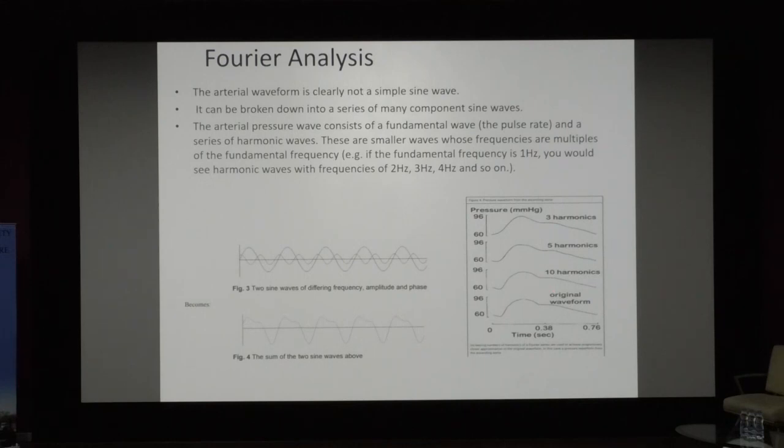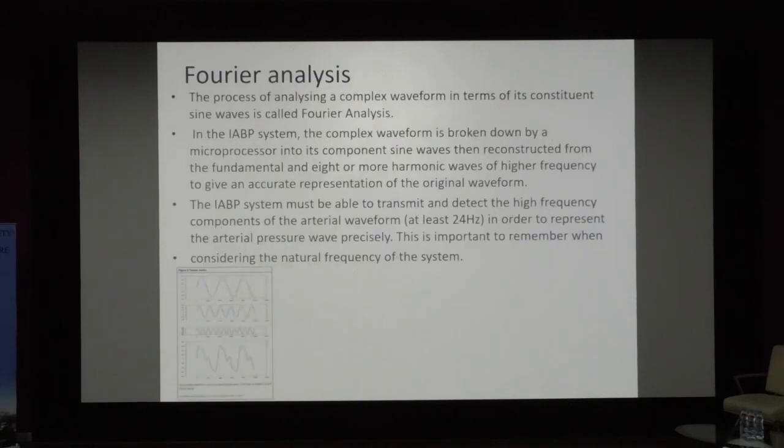So here you can see there are two sine waves. You can combine them together to form a more complex wave. The process of analyzing a complex waveform in terms of its constituent sine waves is called Fourier analysis. In the IABP system, whenever a complex waveform is coming in, it breaks it down to very simple sine waves.